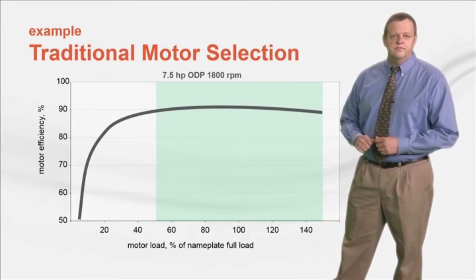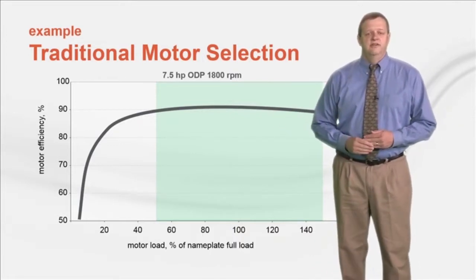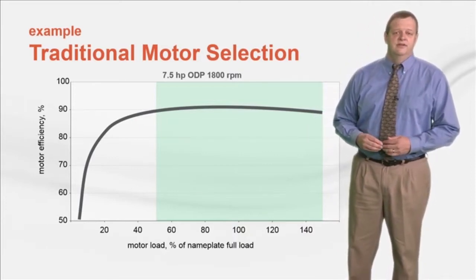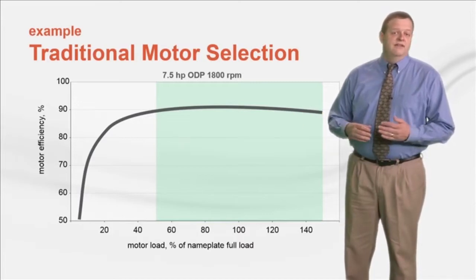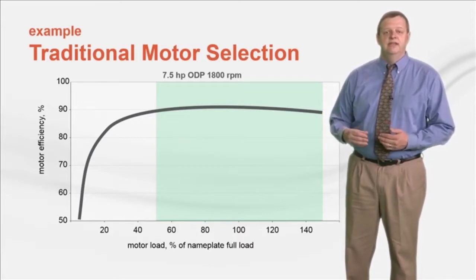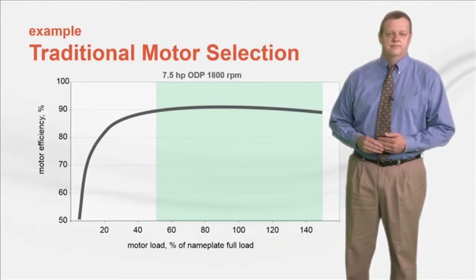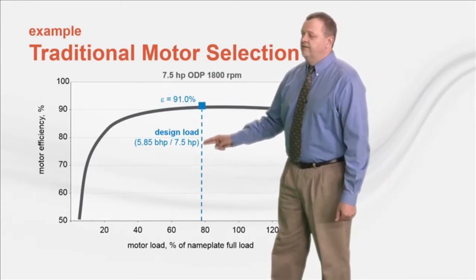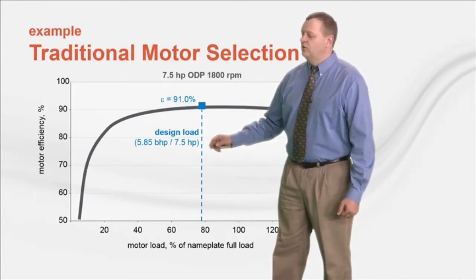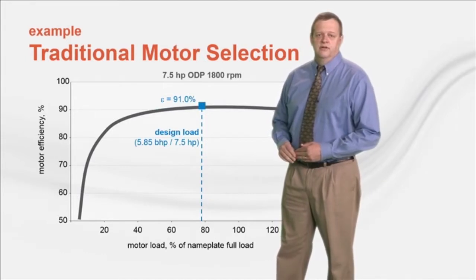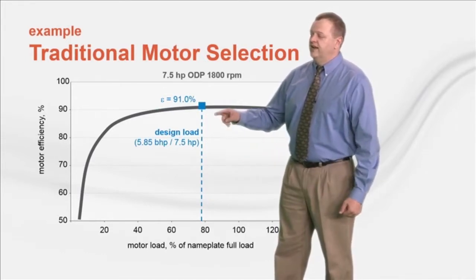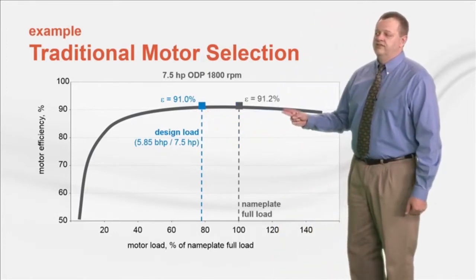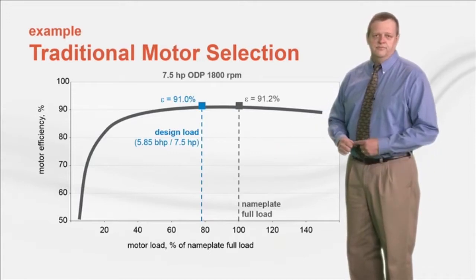Below 50%, the motor efficiency starts to drop off dramatically, and there's also a little bit of drop off above 100% load. Using the example Dustin just showed, if the fan requires 5.85 brake horsepower at design operating conditions, one would normally select this 7.5 horsepower motor since the nameplate exceeds the brake horsepower requirement of the fan. The motor load at these design conditions is 5.85 divided by the 7.5 nameplate, which equates to 78% motor load. Note that the motor efficiency at this design load is 91%, which is pretty close to the motor's nameplate efficiency, which is based on 100% motor load.